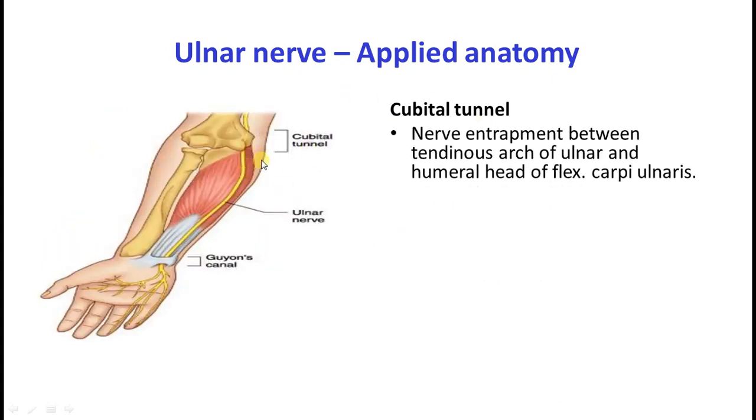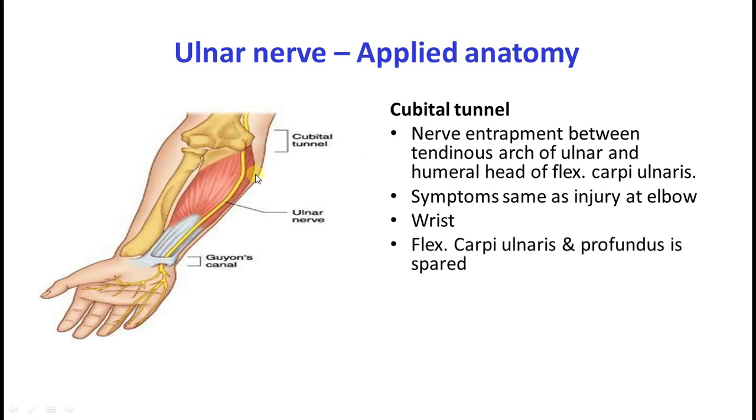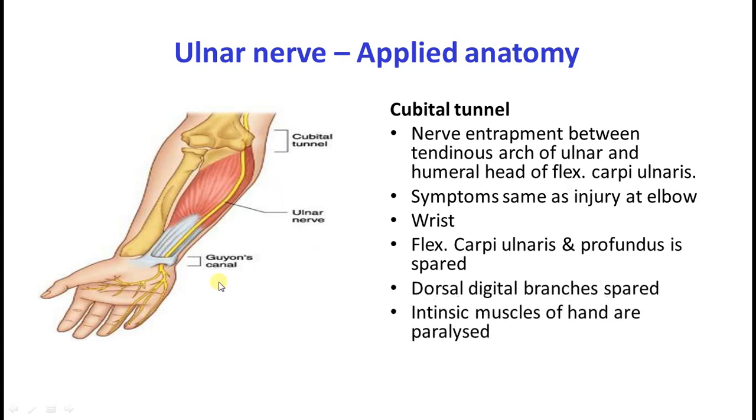Suppose it is compressed in the cubital tunnel nerve entrapment, that I told you, between the 2 heads of the flexor carpi ulnaris. So symptoms are the same as we have told in the injury at the level of elbow, but the only difference is flexor carpi ulnaris and profundus are spared because it gives a branch before that itself. So there will be weakness of adduction of wrist and flexion of the terminal phalanx. The dorsal digital branch also will be spared, so no cutaneous loss over the dorsal aspect of the medial 1.5 fingers, but intrinsic muscles of the hand are paralyzed.